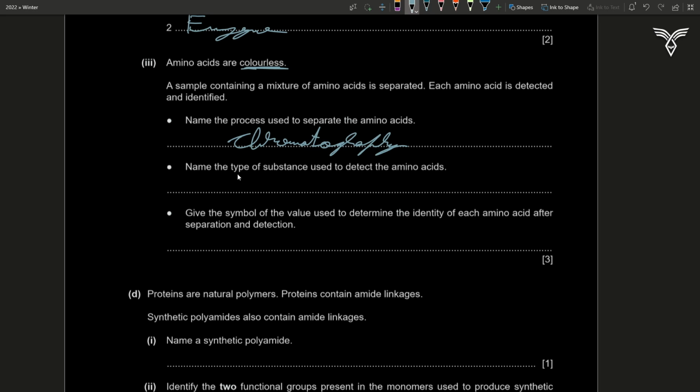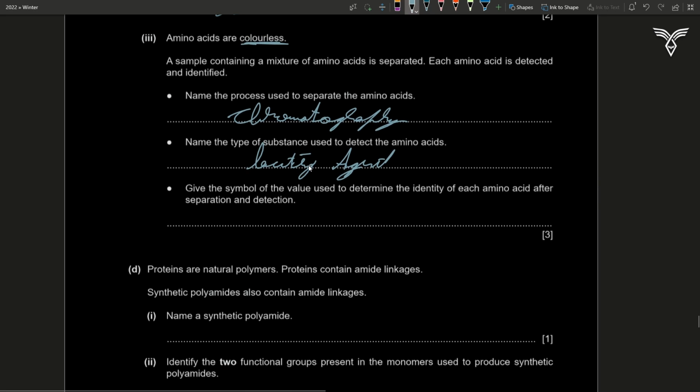Okay. The second one: name the type of substance used to detect the amino acids. He told you they're colorless, so you have to use a locating agent to find where they are present on the chromatogram. Now give the symbol of the value used to determine the identity of each amino acid after separation and detection. The Rf value, the retention factor.